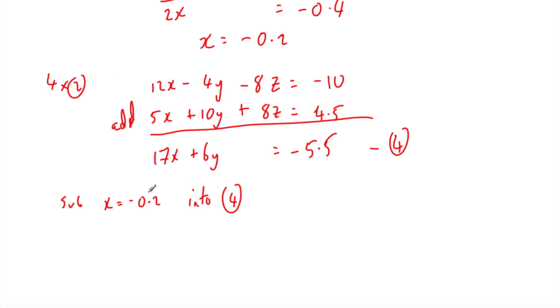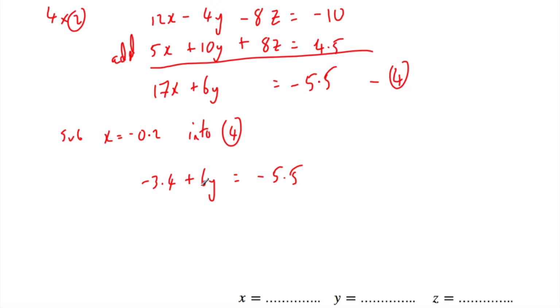So 17 times x, so that's going to be 17 times minus 0.2. That's equal to minus 3.4, and that's a calculator question. And then we've got plus 6y equals minus 5.5. So we want to find out what y is, so let's add 3.4 to both sides. On the left-hand side, we'll get 6y. We had minus 5.5, we're adding 3.4, and that's equal to minus 2.1. And then if we divide both sides by 6, minus 2.1 divided by 6 is equal to minus 0.35. So that means that we've got so far that x is equal to minus 0.2, y is equal to minus 0.35, and we want to find out what z is.